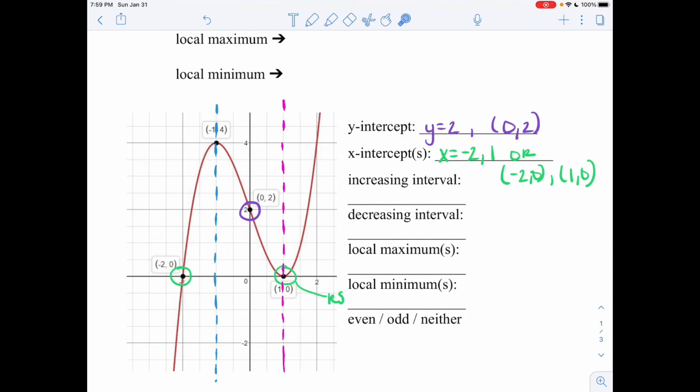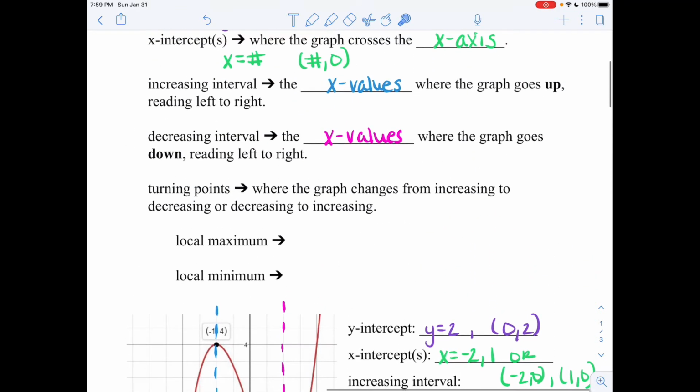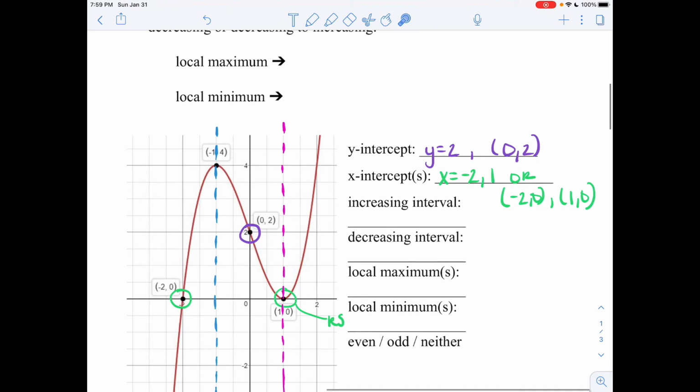So remember, these are x values, not y values. So I want to say that my increasing interval, where my x values associated with y going up, well, that's everything over this direction. We are increasing. And then in between here, we are decreasing. And then finally, again, we switch to increasing.